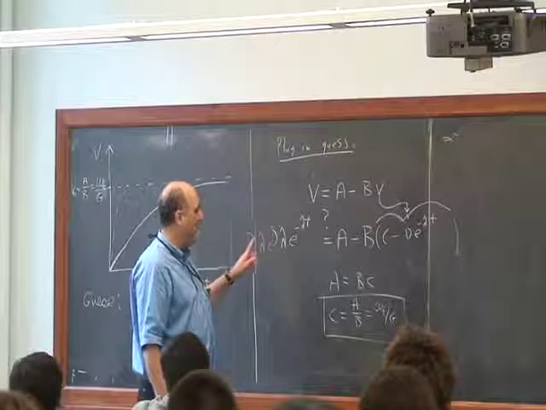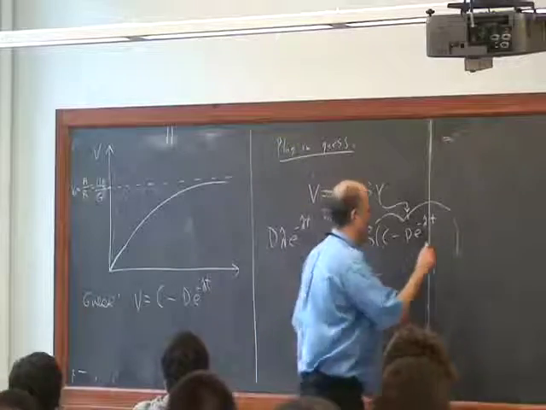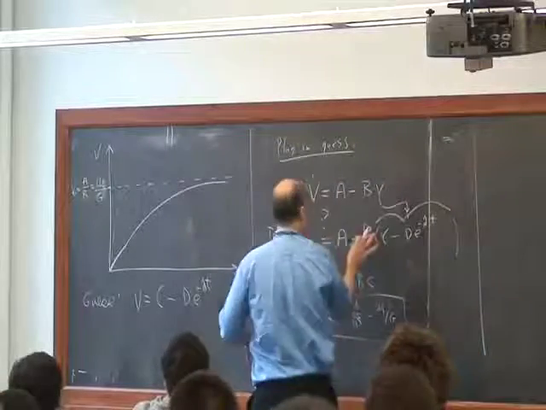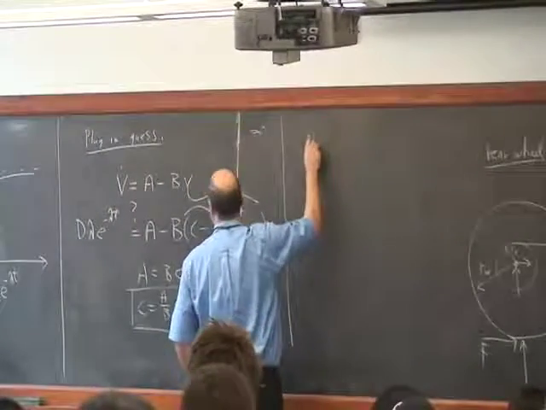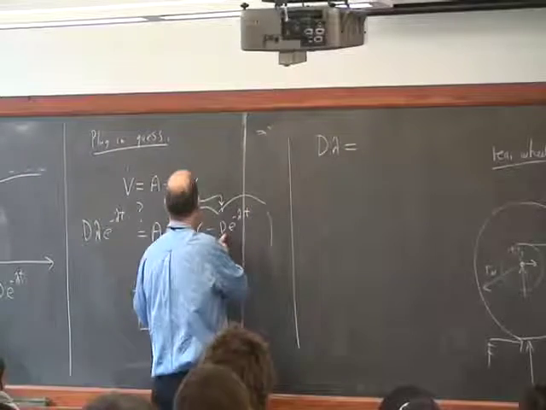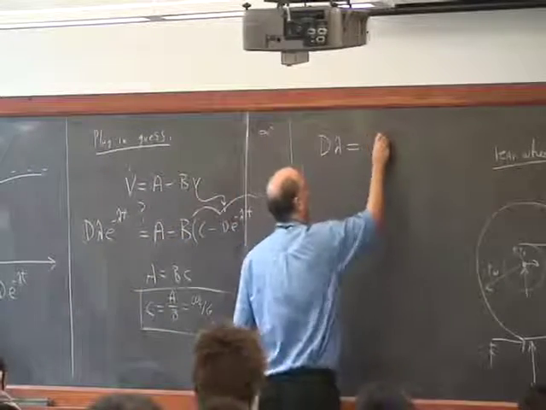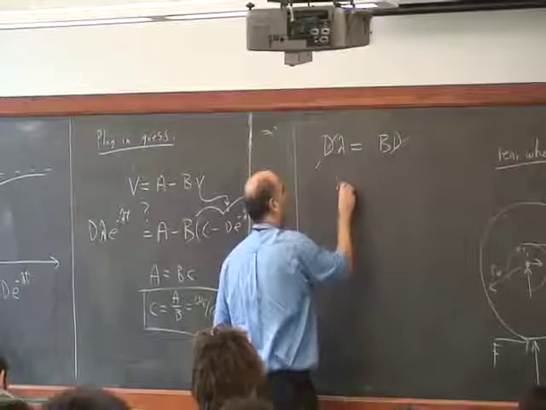Sorry again. If b is here, do it slowly. We got rid of these terms over here. We have to have that the coefficient of the exponential is the same on both sides. So d lambda has to equal bd. We know nothing about D, so it tells us that lambda is equal to b.